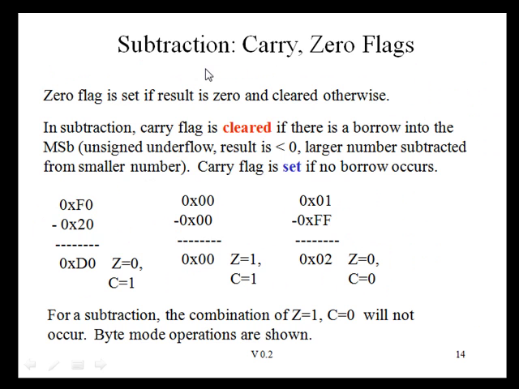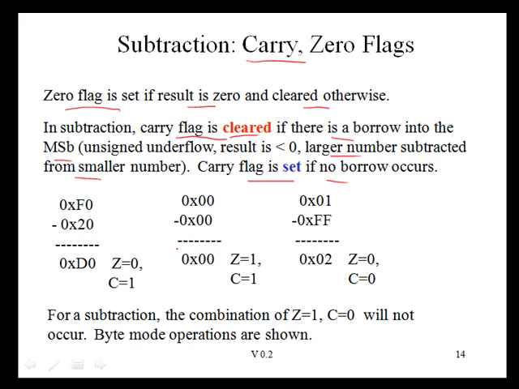Let's discuss how subtraction affects the carry and zero flags. The zero flag is affected in the same manner in subtraction as it was in addition. That is, the zero flag is set if the result is 0 and it's cleared otherwise. However, the carry flag is affected differently in subtraction than in addition. The carry flag is cleared if there is a borrow into the most significant bit. That is, if you subtract a larger number from a smaller number, the carry flag will be cleared. The carry flag is set if no borrow occurs.